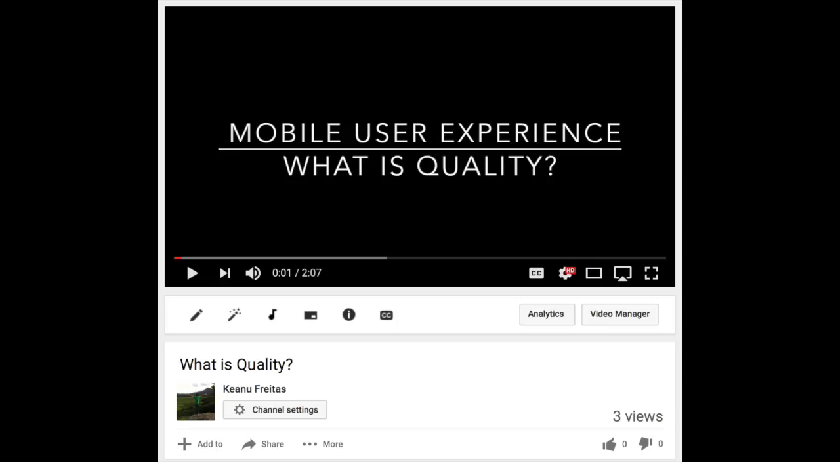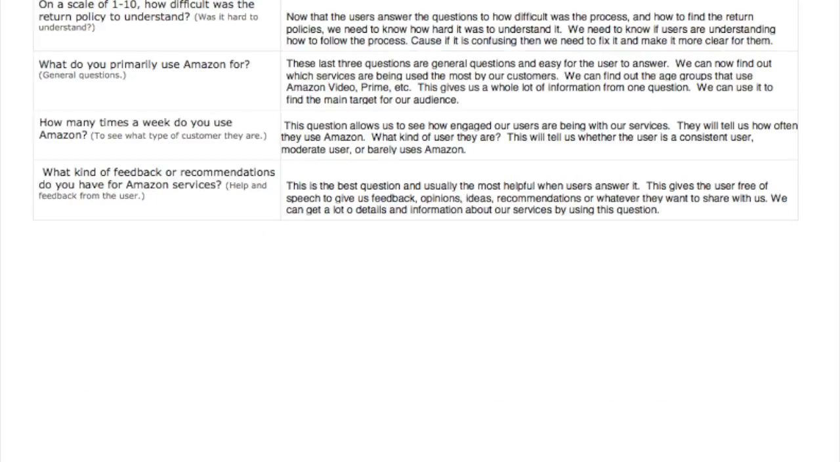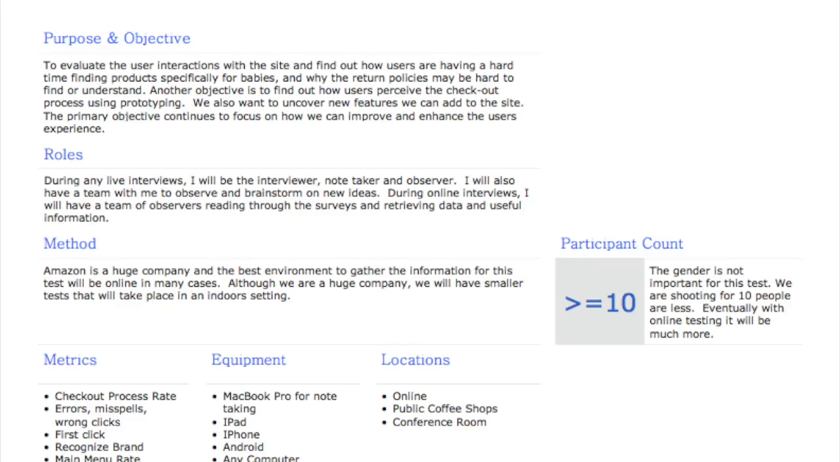And in week 3, we went through what is quality, what the actual and true definition of quality is, and what it meant to us as designers and as developers. And then we went through the usability study, which is creating tests and preparing for tests.